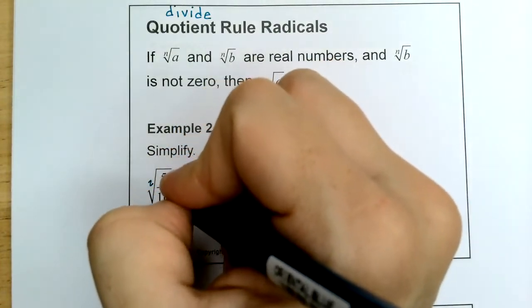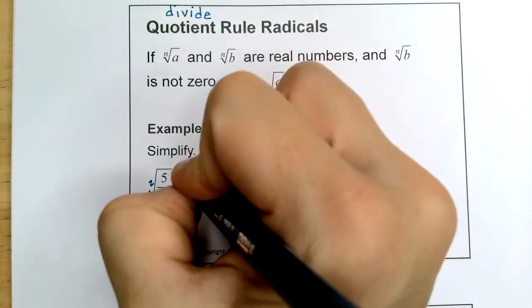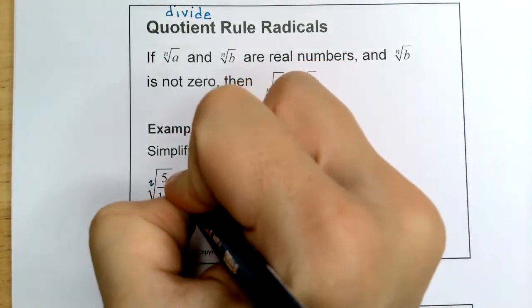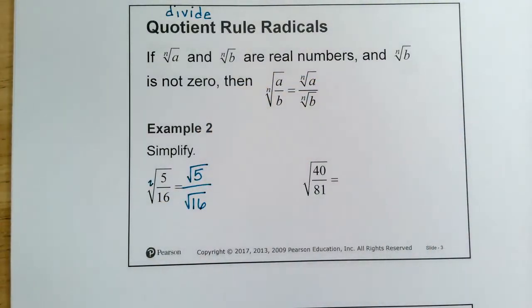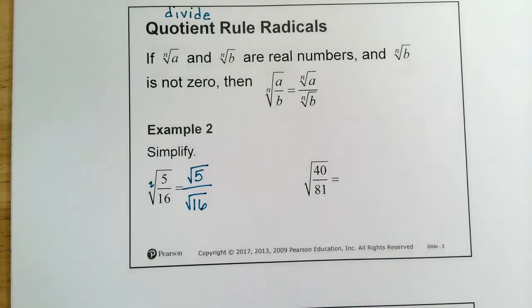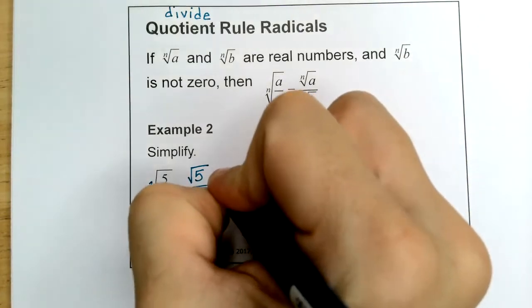Good. Here we have the square root, so that's an understood 2. The square root of 5 over 16. We're just going to simplify them if we can. So that can become the square root of 5 over the square root of 16. Why would we do this? Because it might be easier to find the square root of 16. We might be able to turn that into something, right?